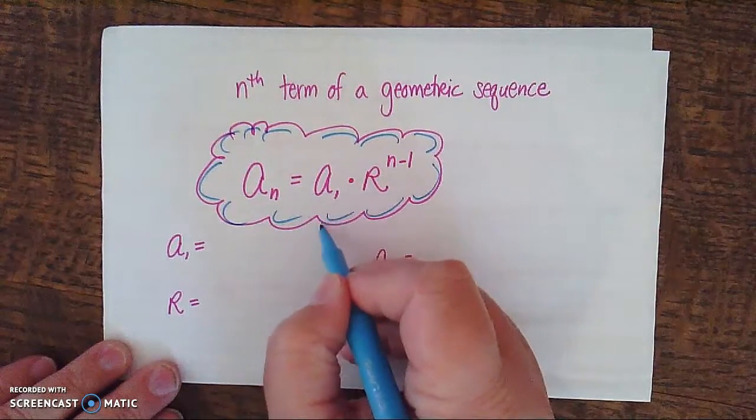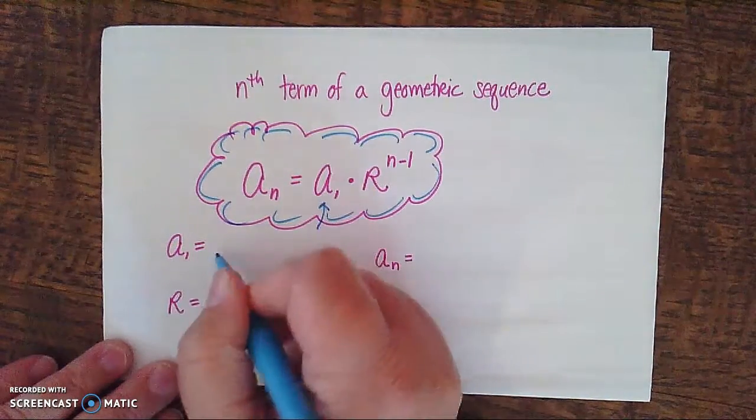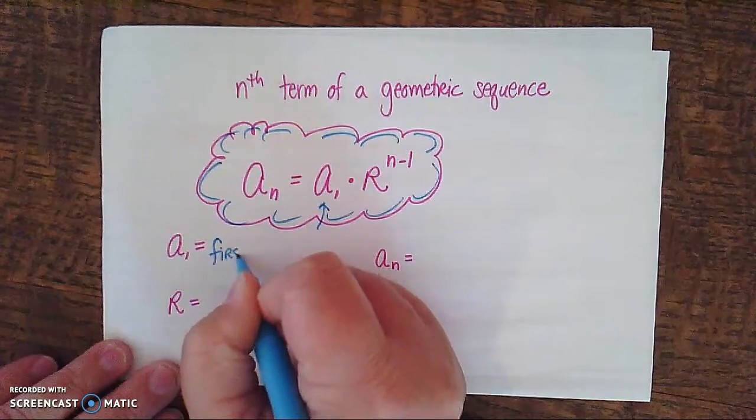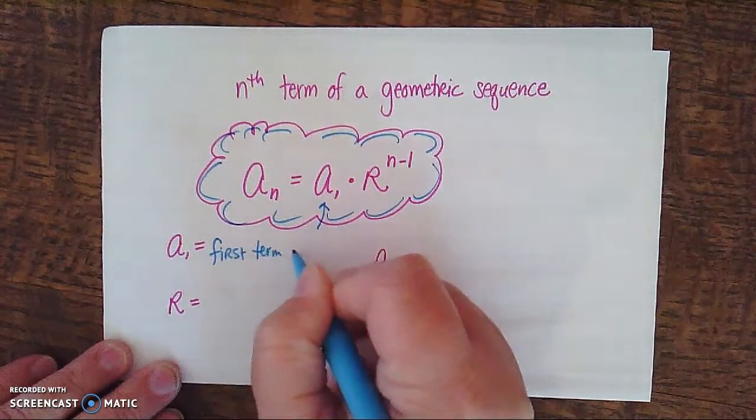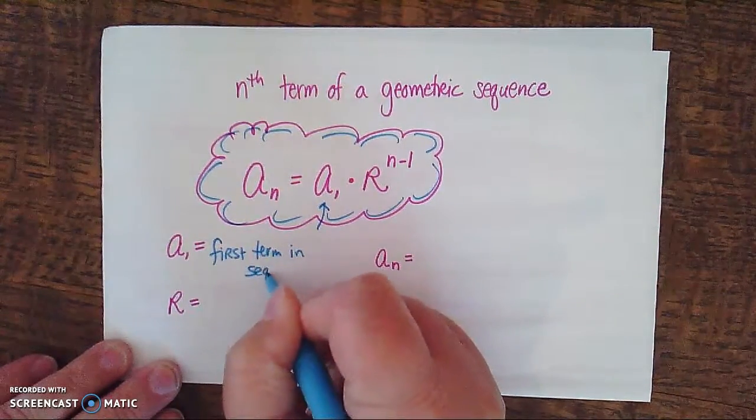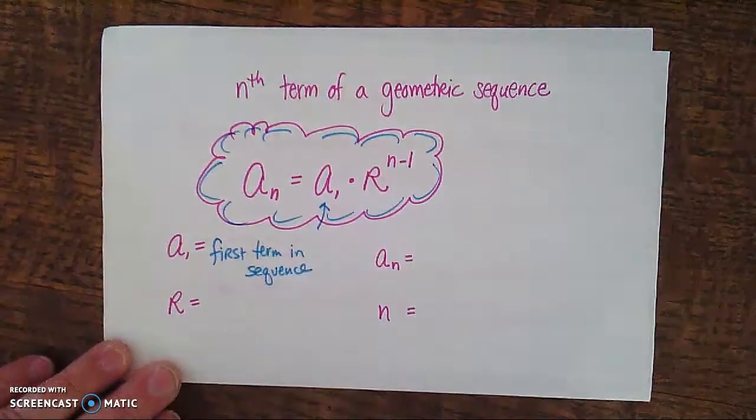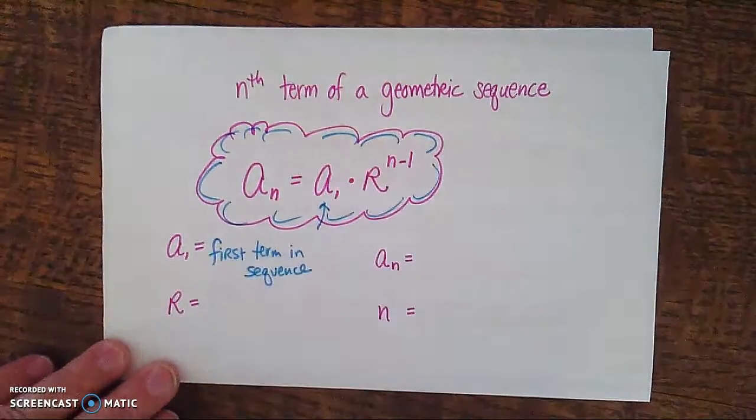First of all, a sub 1, this guy. That's the first term in the sequence. It's just a fancy mathematical way of saying what's the first term in your list.